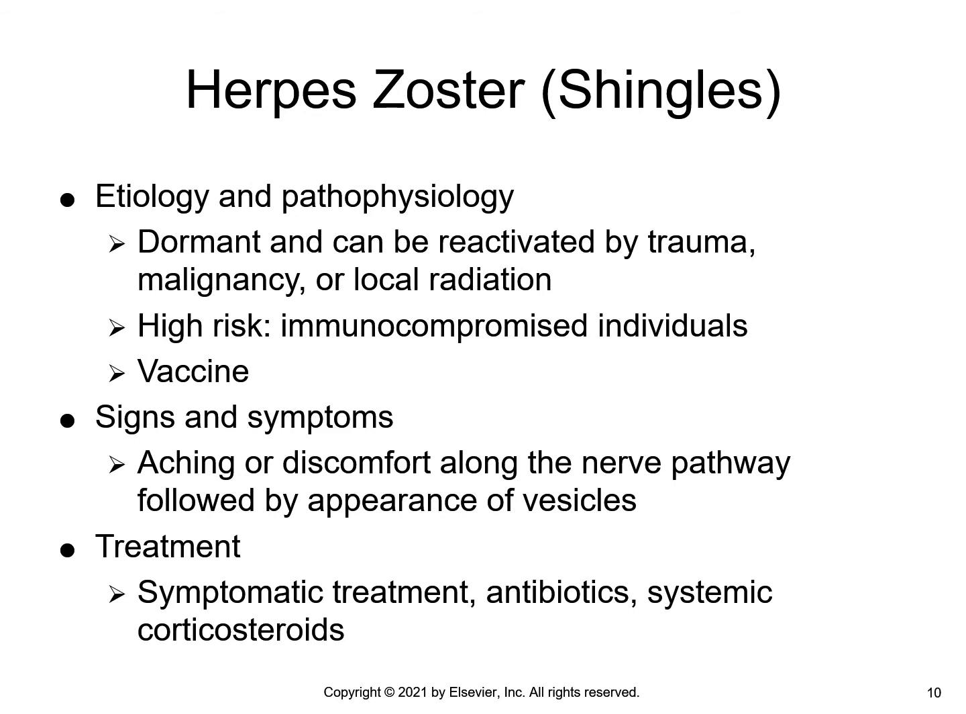Herpes varicella zoster causes chickenpox in young children and shingles in all ages. In herpes zoster, the herpes viruses replicate in the peripheral nerve ganglia, where they lie dormant until reactivated by trauma, malignancy, stress, or local radiation. The earlier the condition is diagnosed and treated, the better the chances to decrease the amount and duration of the associated pain.